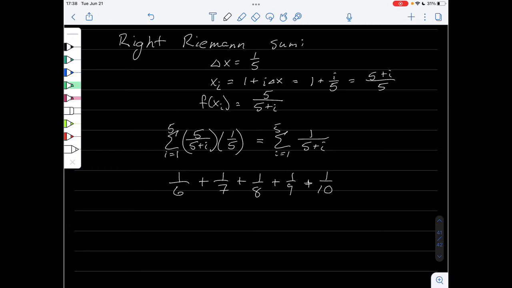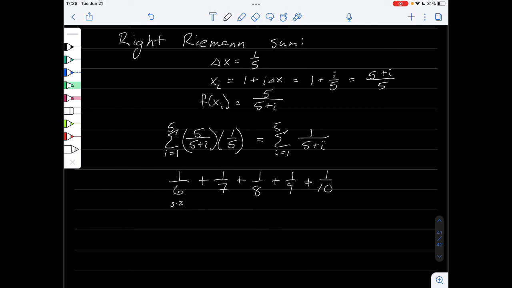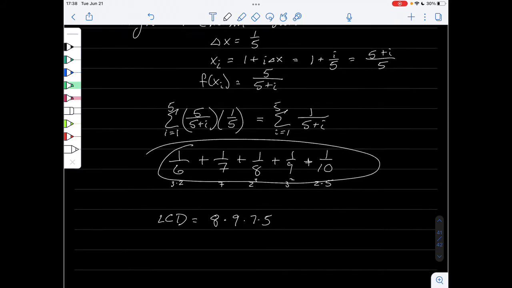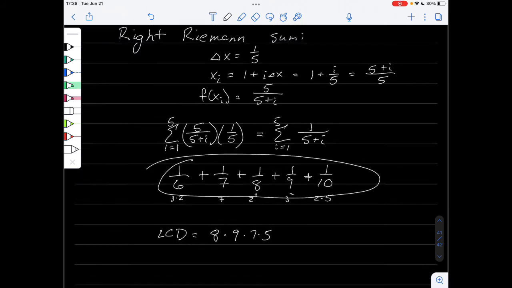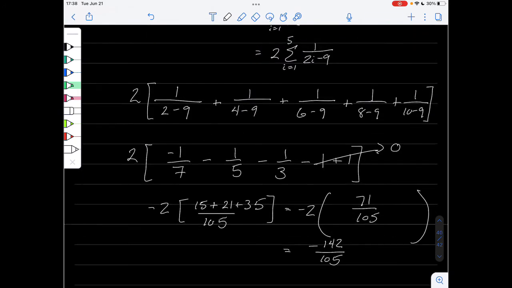And the common denominator, well, this is 3 times 2. This is just 7. This is 2 to the 3rd. This is 3 squared. And this is 2 times 5. So our least common denominator is going to be 8 times 9 times 7 times 5, which is kind of a big number. So we're just going to leave it like this. Okay, so those are examples.